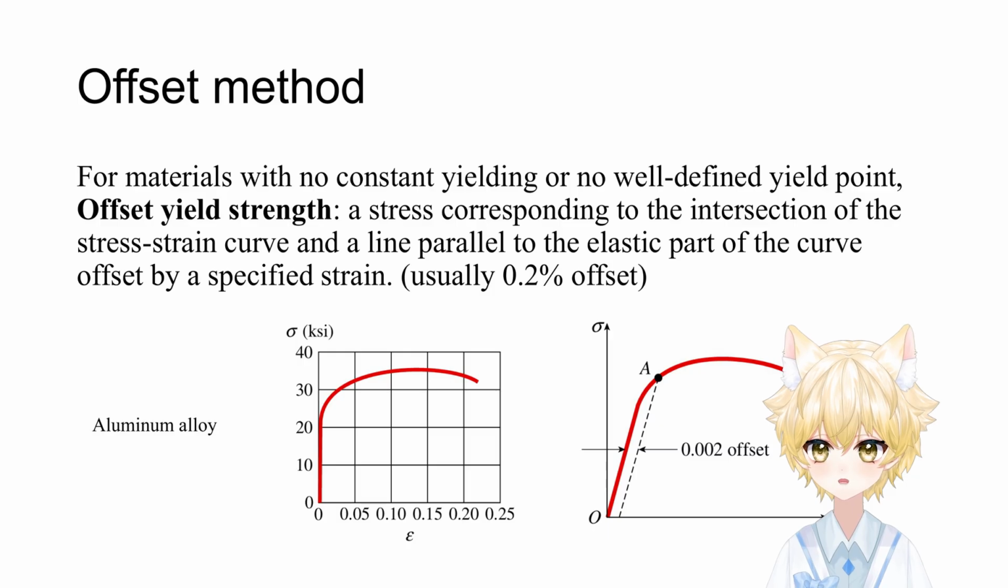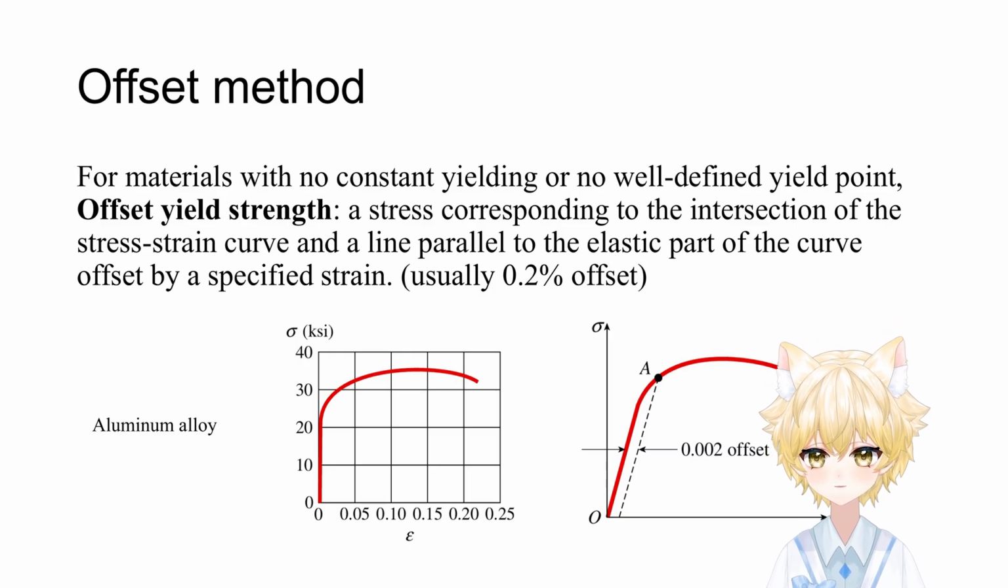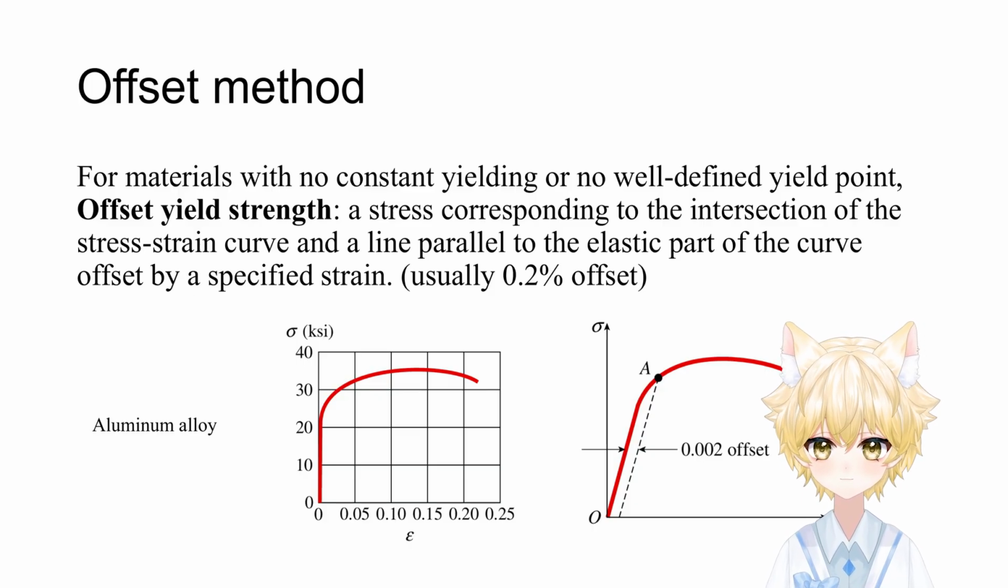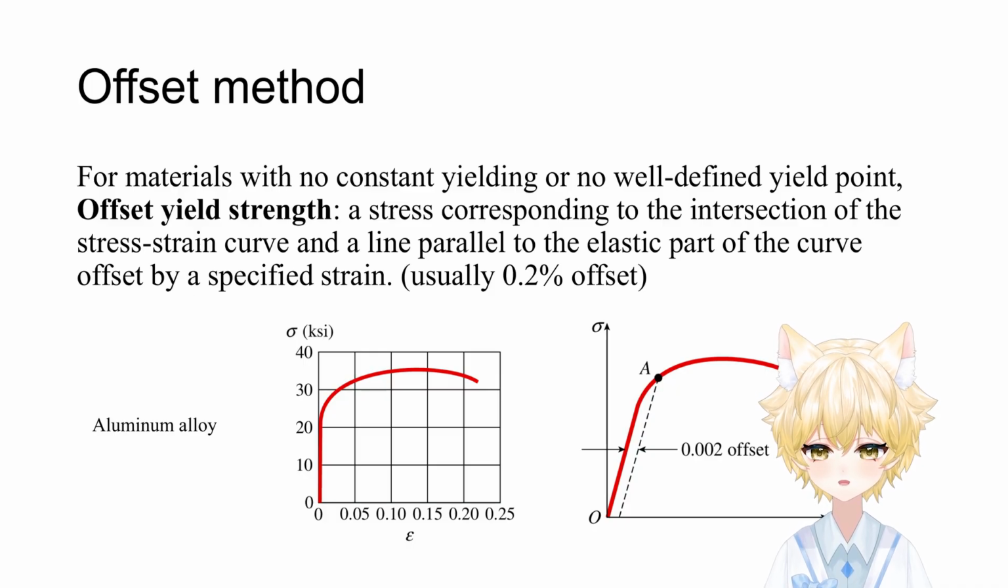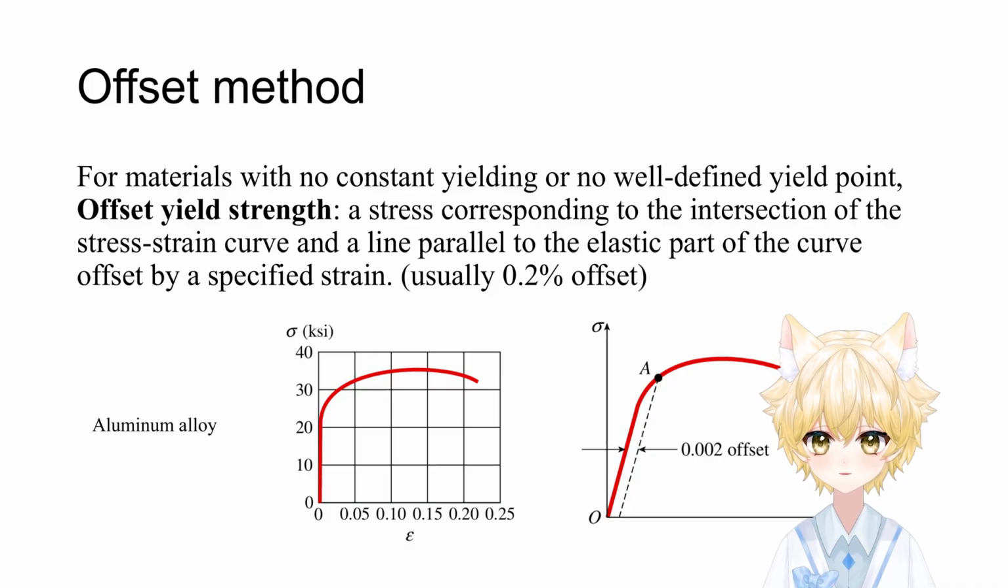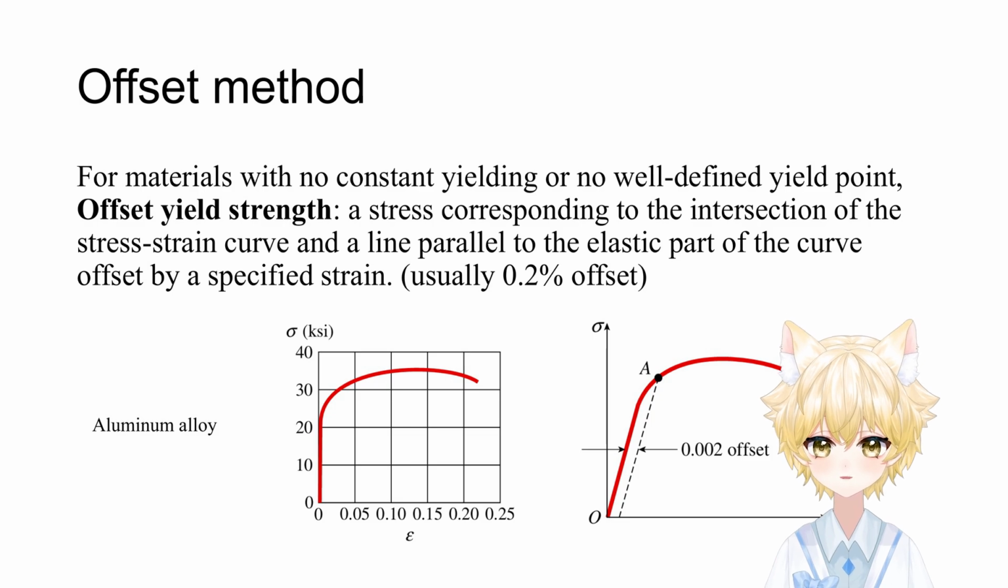Up to now, we have mainly discussed materials like low-carbon steel, which show a clear yield point on the stress-strain curve. However, not all materials behave like this. So let's first look at a practical issue. What if a material doesn't have a well-defined yield point? Many materials, such as aluminum alloys, don't show a sharp yield point. Instead of a clear transition from elastic to plastic behavior, the curve gradually bends.